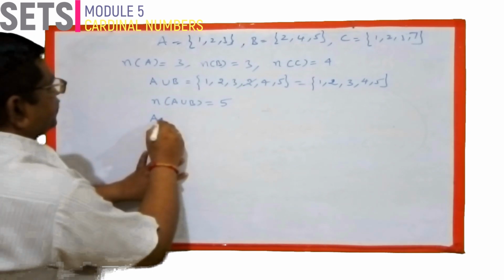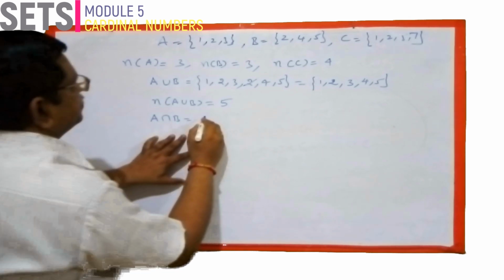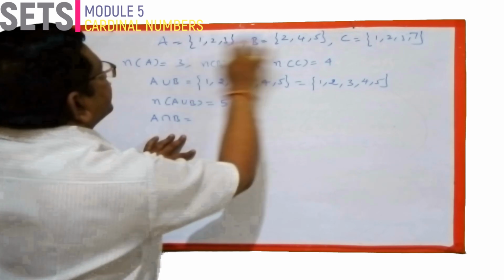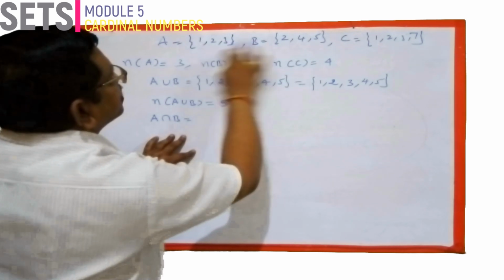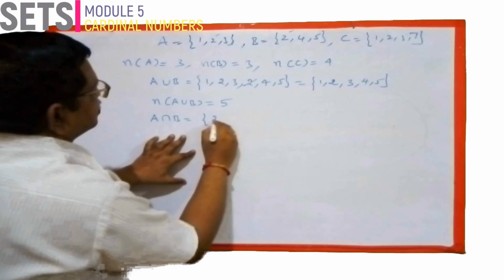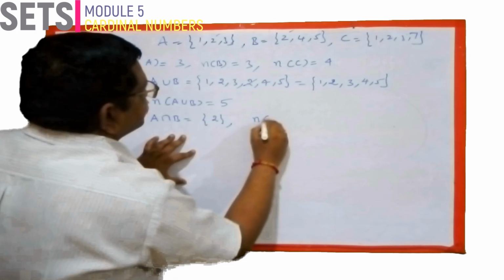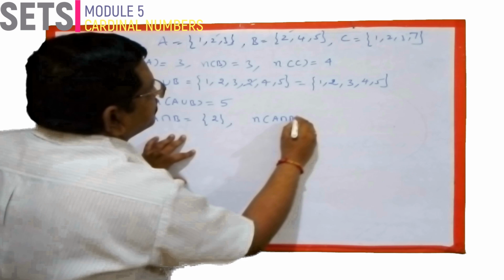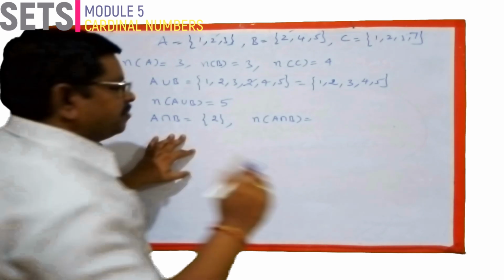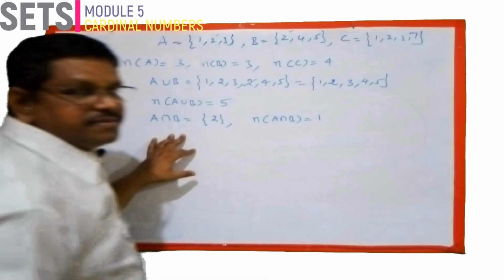Similarly, we find A intersection B. A intersection B means we should take only the common elements of A and B. Here the common element of A and B is only 2, isn't it? So we write the set {2}. So what is n of A intersection B? How many elements are present in A intersection B? Only one. So that is 1.